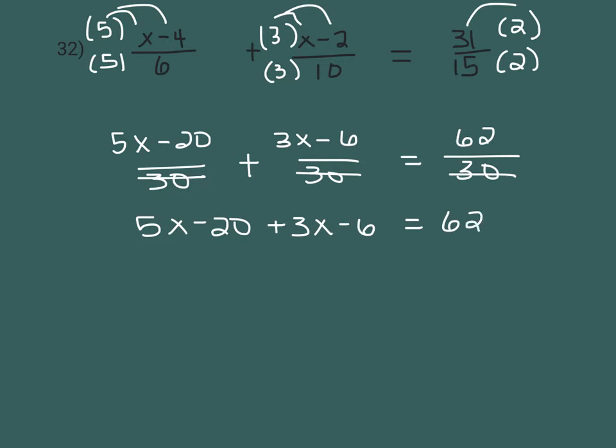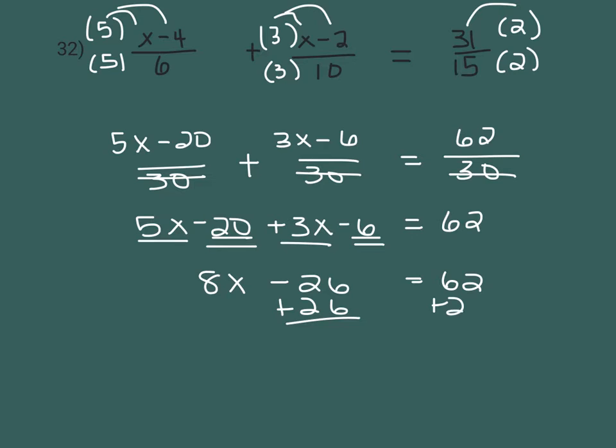All right, so let's first just combine our like terms. 5x plus 3x is 8x. Negative 20 minus 6 is negative 26. I'll bring down the 62. All right, so since this is a first degree equation, we're just going to move our numbers to one side of the equation. So I'm first going to add 26 to both sides of the equation, leaving me with 8x equals 88, and then just divide by 8. And when I do, I'm left with x equals 11.